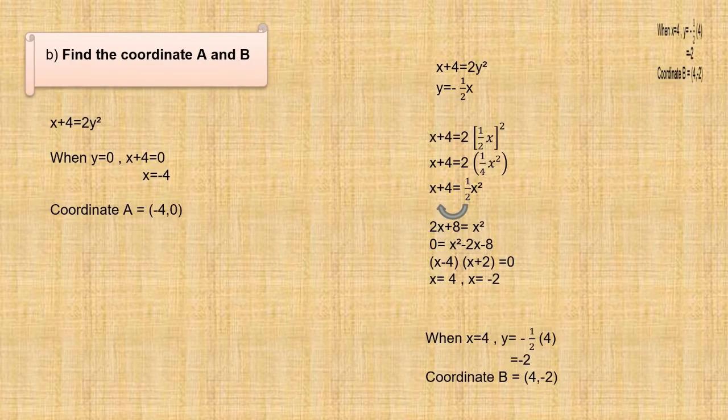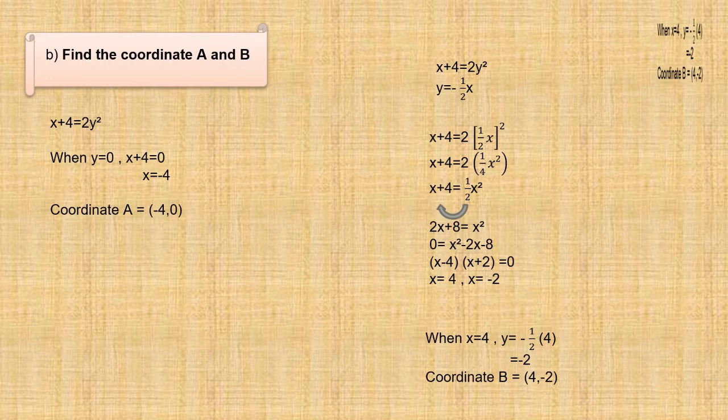Okay, so we're moving on to the next question. Find the coordinates A and B. The given equation is x plus 4 equals 2y squared. So when y is 0, we will get x equal to negative 4. And now we have the coordinate A, which is (-4, 0).